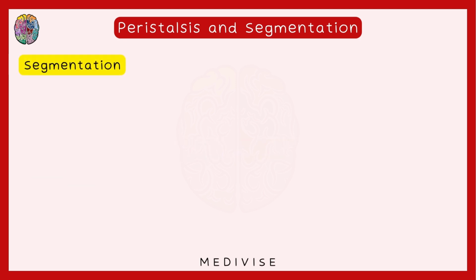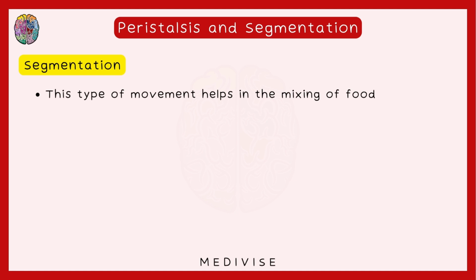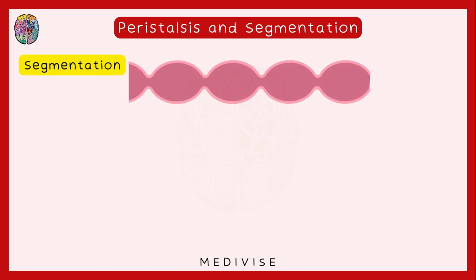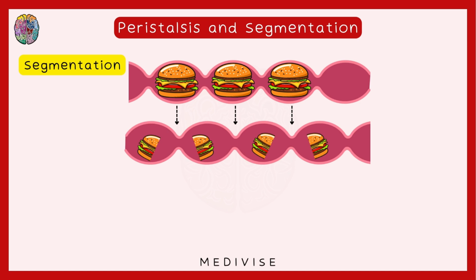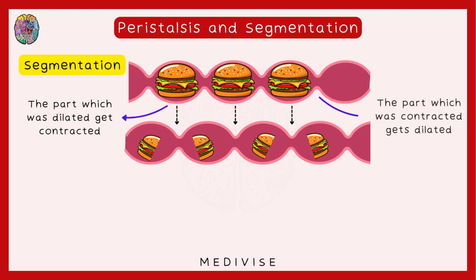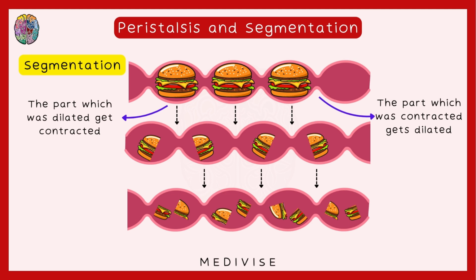We know that this is a movement which helps in the mixing of food and is not helpful in moving the food forwards. So what happens here exactly? Let's see. Imagine here we have chyme. Notice what happens here. You can see that the part which was dilated before gets contracted. And you can also see that the part which was contracted before gets dilated. So what exactly happened here? The chyme actually split in two parts. And this does not happen only once, it happens again and again. And by doing so, the chyme actually mixes a lot of times.